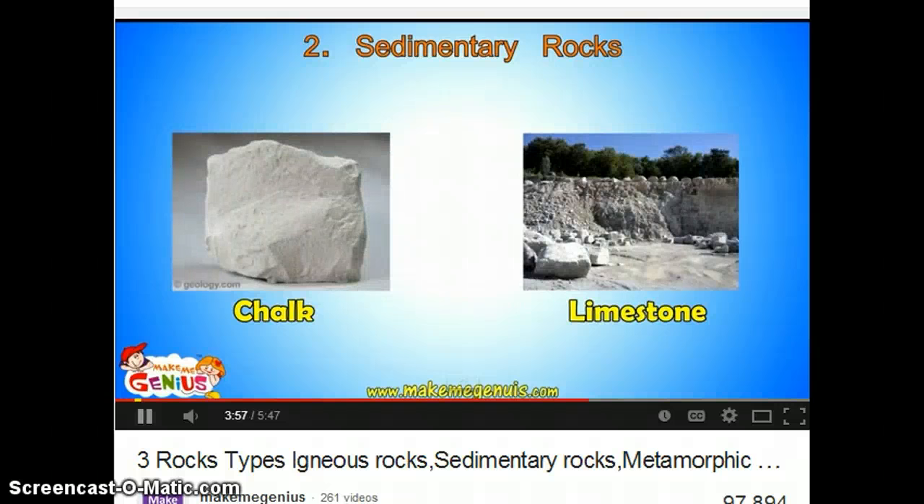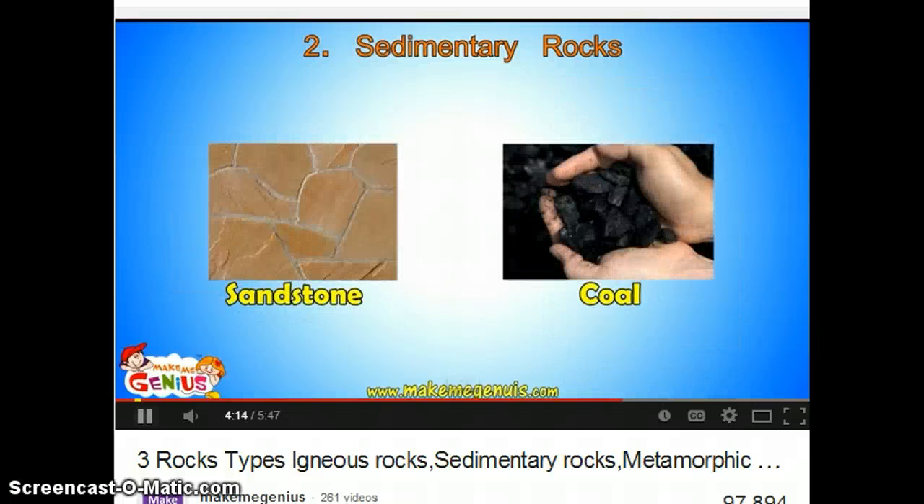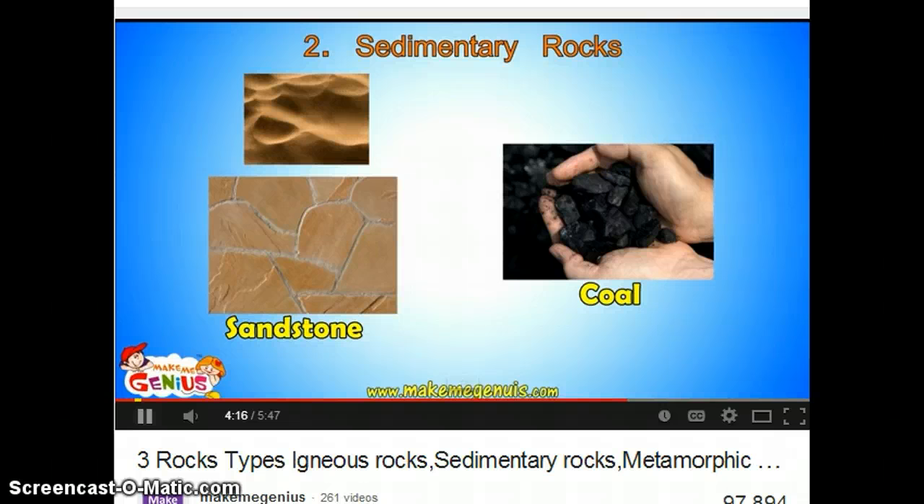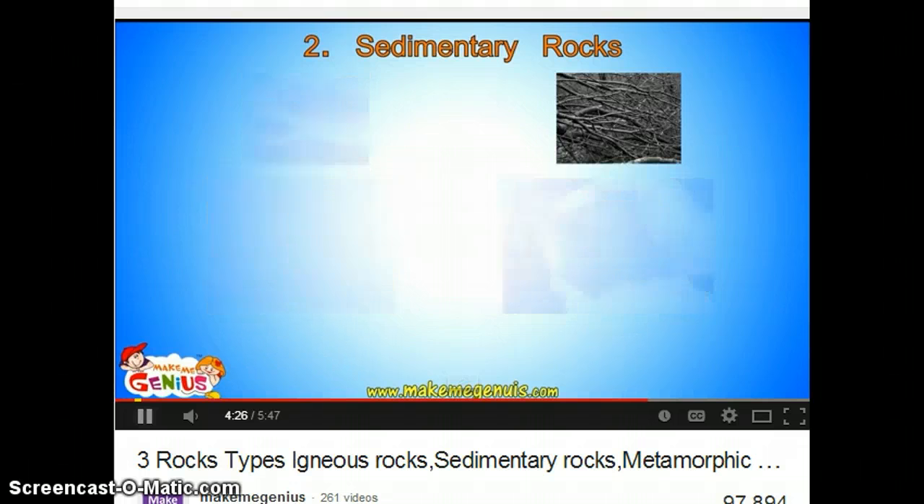Limestone and chalk are two kinds of sedimentary rocks. The type of sedimentary rock formed depends upon the sediments that get compressed during the formation of these rocks. For example, limestone is formed by the compression of skeletons and shells of marine animals in the sea. Sandstone is formed by the compression of sand. You know that coal is also a sedimentary rock. It is formed by the compression of dead trees and plants, which are also called fossils.